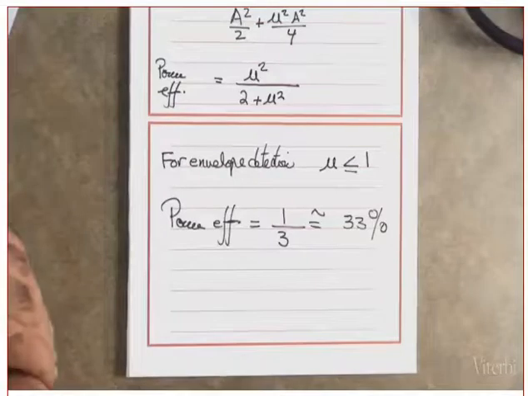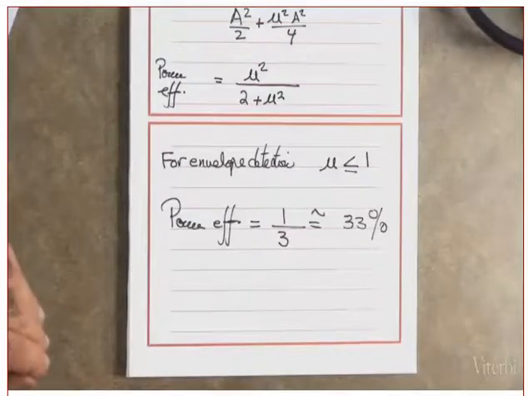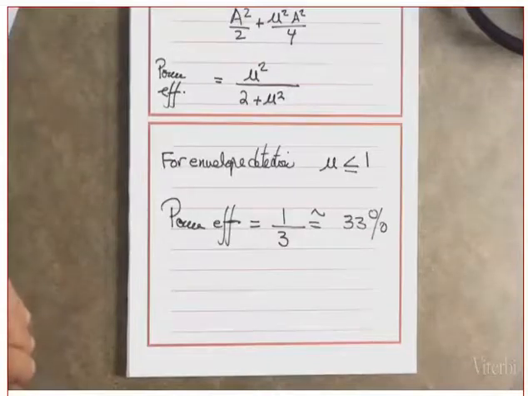Okay. Now, let me ask you a question. I'm going to say a statement. Tell me if it is true or false. The efficiency of AM modulation could be more than what? Could be more than what? Actually, it could approach 1.